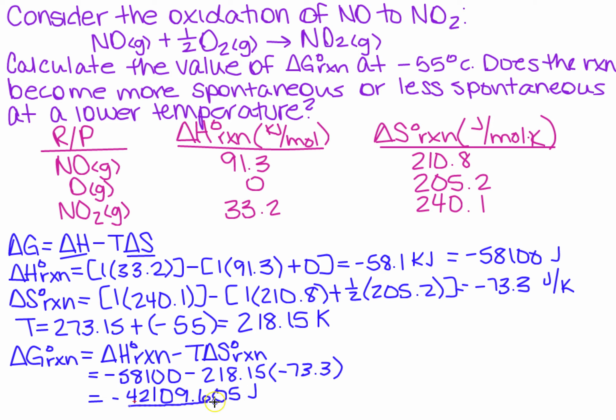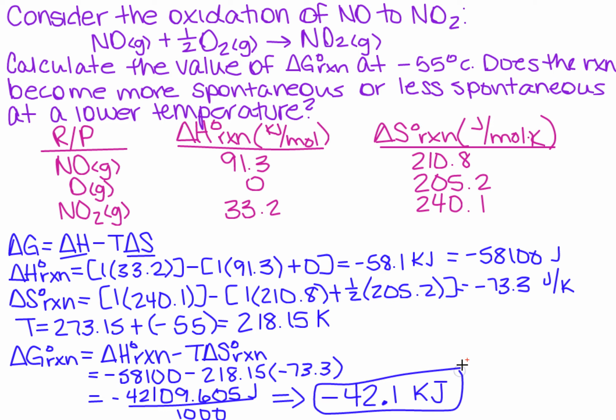Remember, we need it to be in kilojoules, so I'm going to divide by 1000, and that's going to give me negative. Now I went ahead and rounded because I know up here that's my given, but each of these has 3 significant figures and these have 4. So I have 3 significant figures in my answer, and this is in kilojoules. So this is what delta G is.